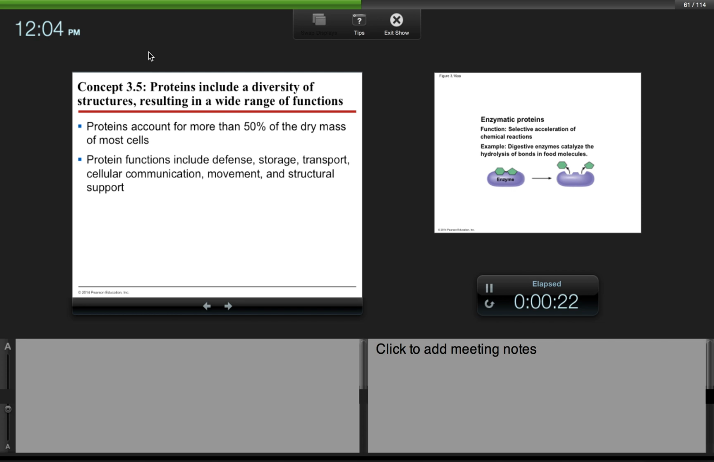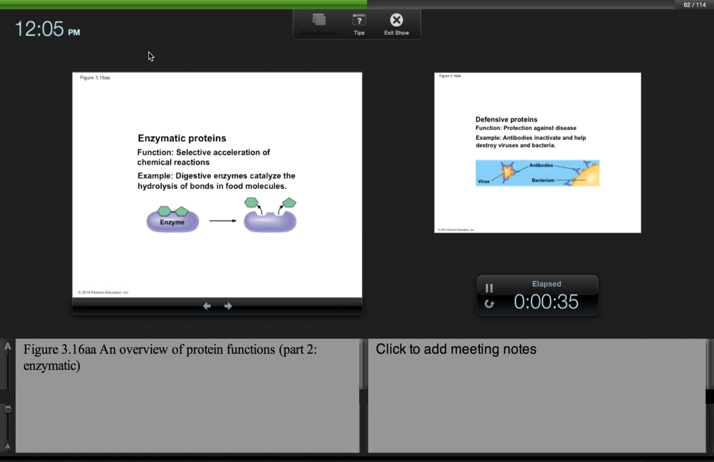Okay, proteins. Here we go with proteins. Proteins account for more than 50% of the dry mass of most cells. They have a lot of different functions, very diverse functions, including defense, storage, transport, cellular communication, movement, and structural support. Enzymes are proteins that speed up chemical reactions. Here you have an enzyme binding to two reactants and releasing products.